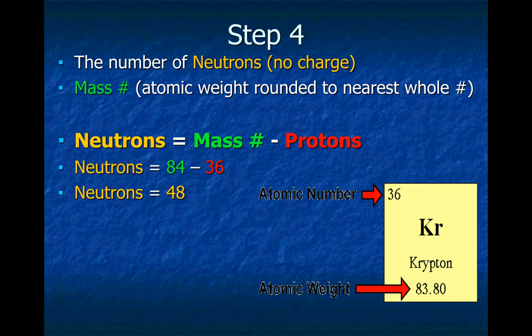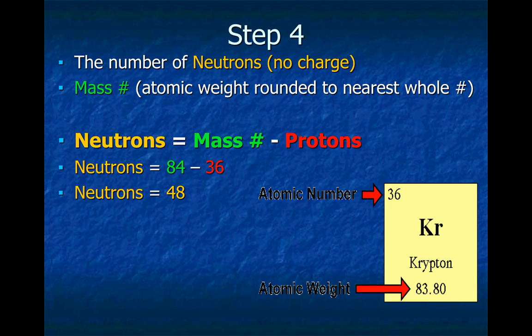The last particle to determine is the number of neutrons. Neutrons have no charge, but they do have mass. Protons and neutrons, which are found in the nucleus of the atom, have mass, but the mass of the electron is so small that we do not count it. Each proton and each neutron has a mass of 1 atomic mass unit, or AMU.